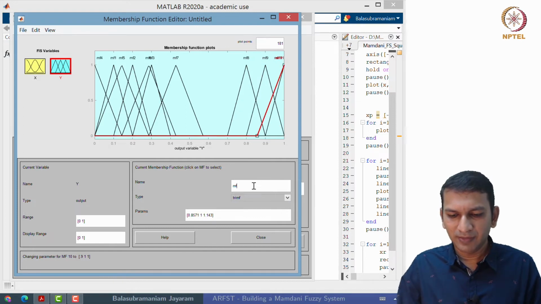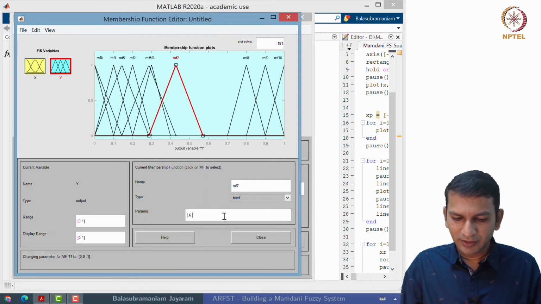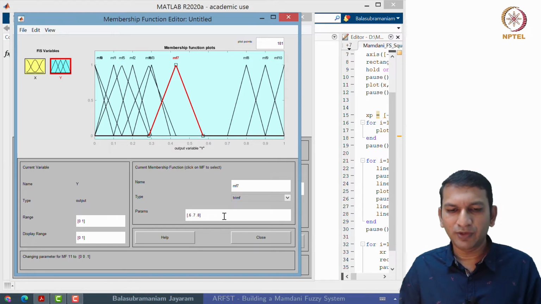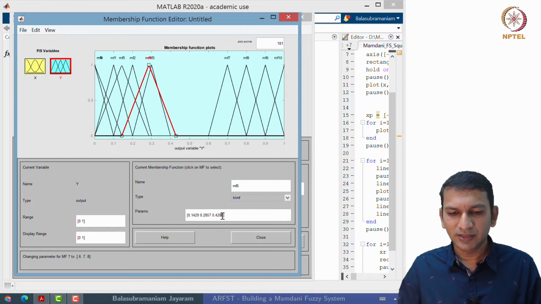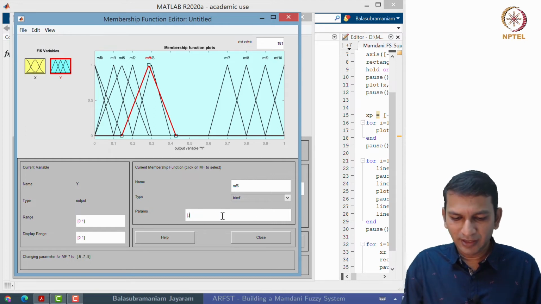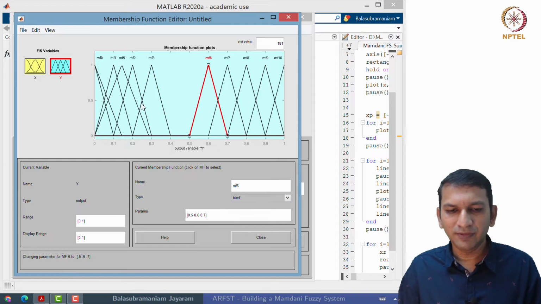This 11 we will rename it as 0. It's clear again, it cannot go below 0, so it will be positioned at 0. MF7 will be centered at 0.7. Its support will be from 0.6 to 0.8. For 6, it will be centered at 0.6, but its support will be from 0.5 to 0.7.